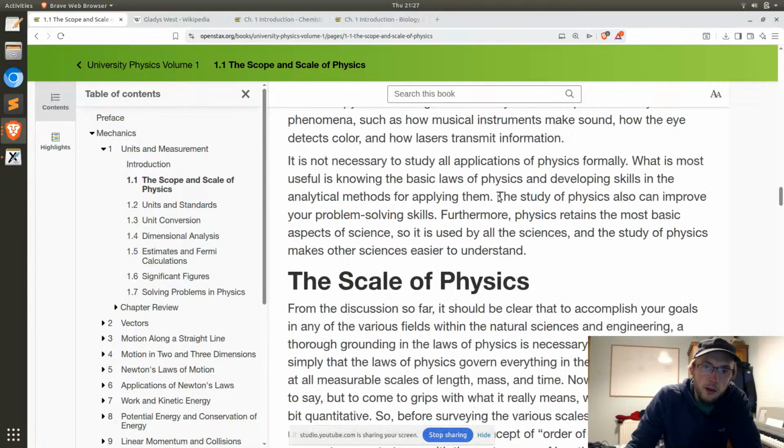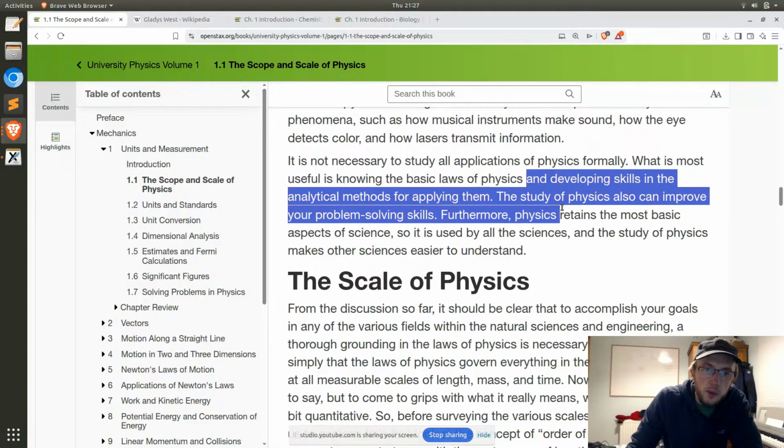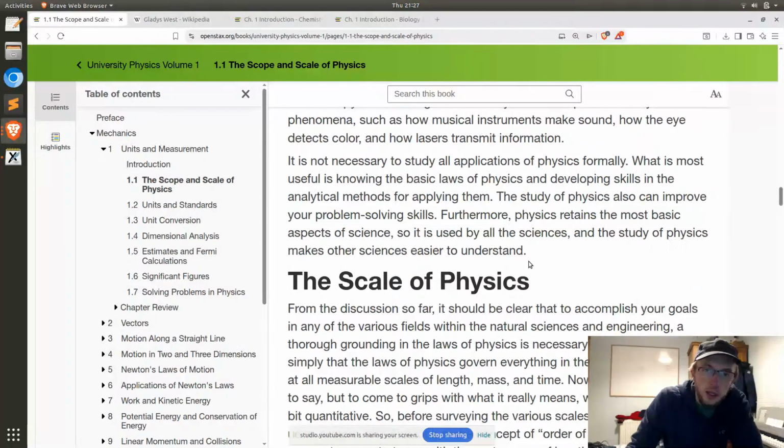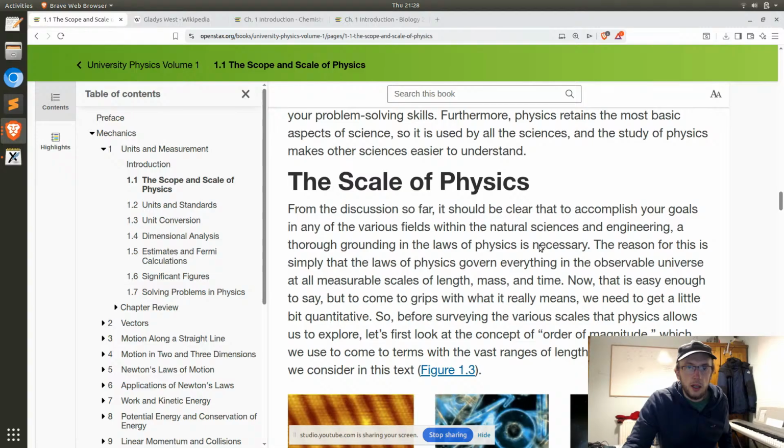It is not necessary to study all applications of physics formally. What is most useful is knowing the basic laws of physics and developing skills in the analytical methods for applying them. The study of physics can improve your problem-solving skills. Furthermore, physics retains the most basic aspects of science, so it is used by all the sciences, and the study of physics makes other sciences easier to understand. Okay, understood.